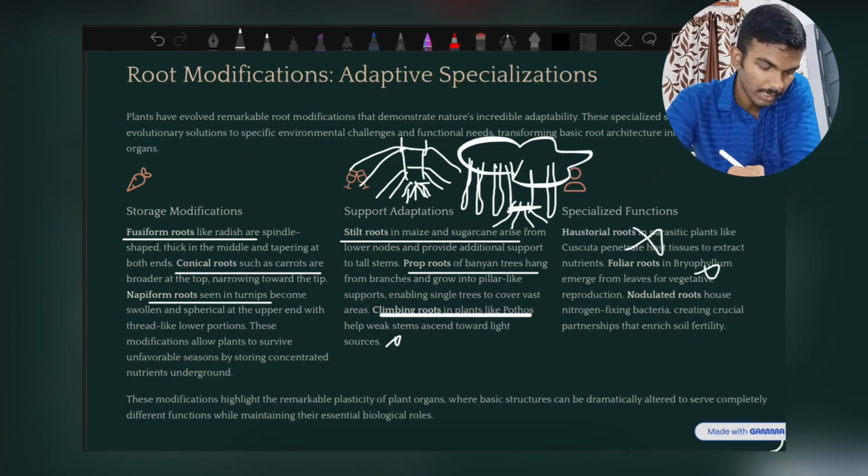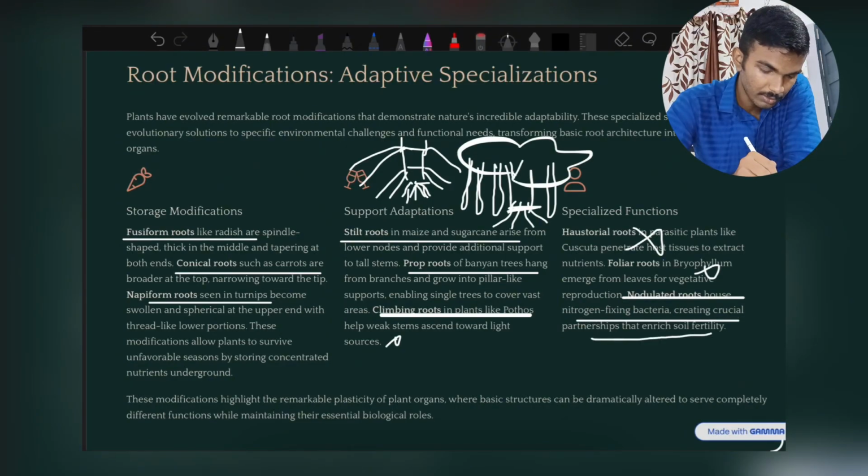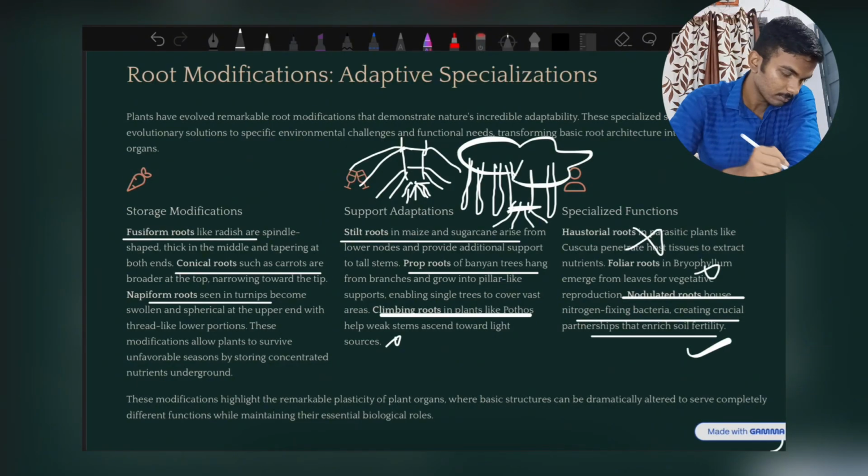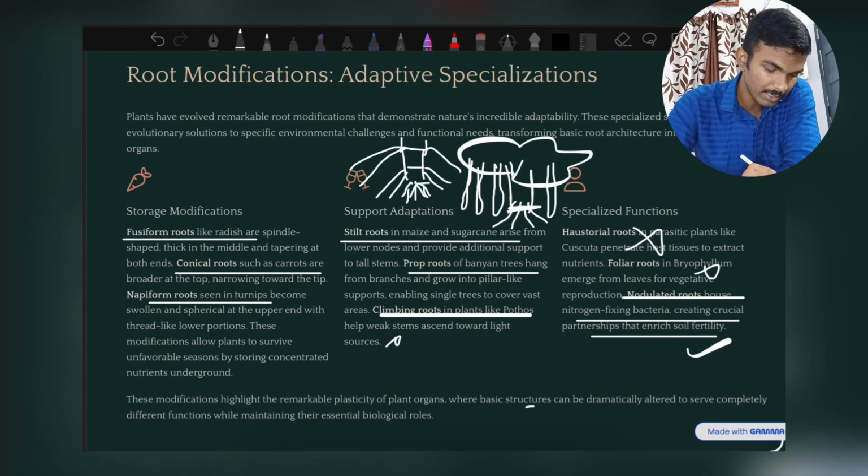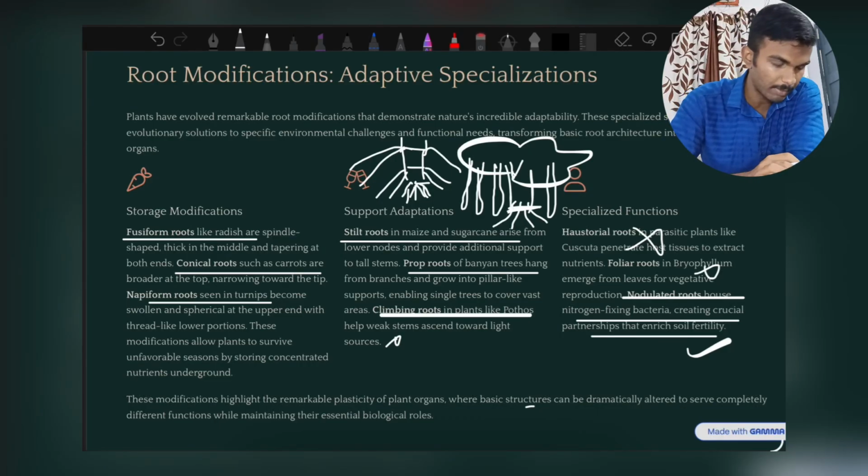Nodulated roots house nitrogen fixing bacteria, creating crucial partnerships that enrich soil fertility. These modifications highlight the remarkable plasticity of plant organs, where basic structures can be dramatically altered to serve completely different functions while maintaining the essential biological rules.